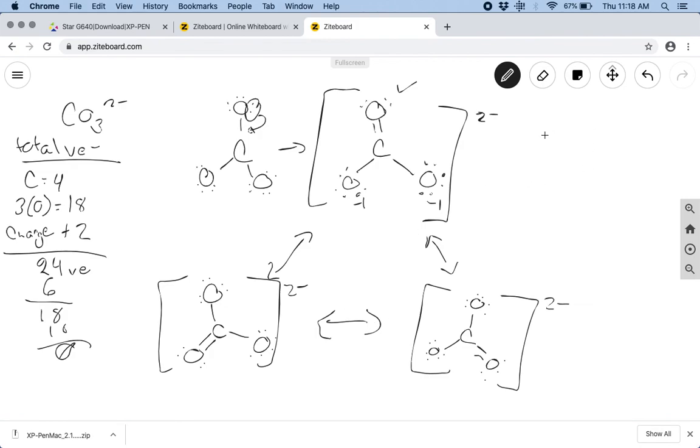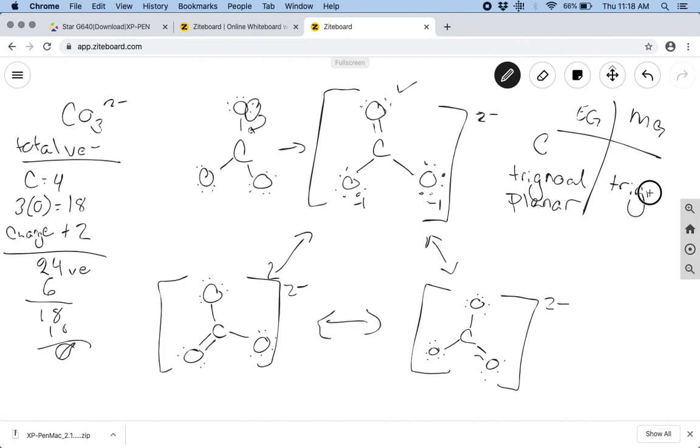So lastly, we're going to look at our central atom and do the electronic geometry and the molecular geometry. Again, we see that we have a central atom, and it has 3 electronic groups around it, as well as 3 molecular groups around it. So this would be trigonal planar in both electronic and molecular geometries.